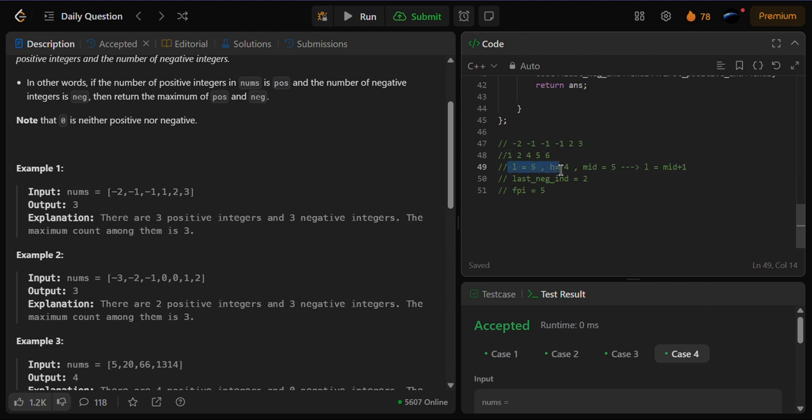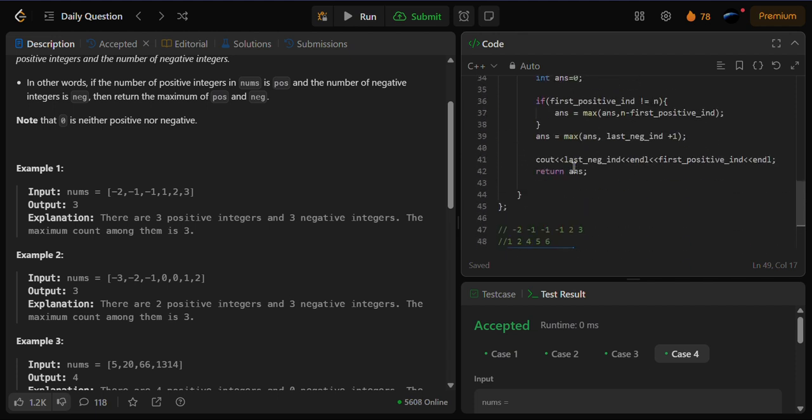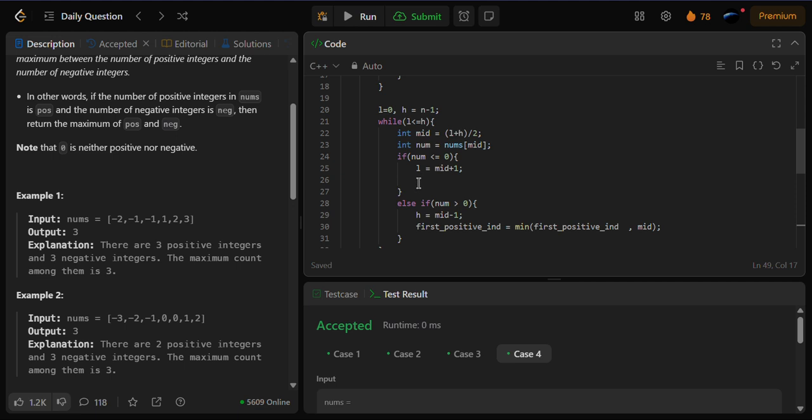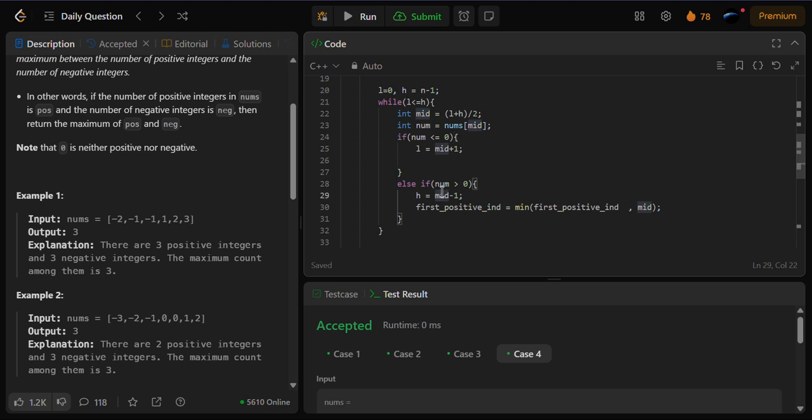But my binary search condition is that L should always be less than or equal to H, which does not satisfy, so it will break out of the loop. So the same thing we have done over here. If my L is less than or equal to H, I will find my mid, I'll find the num. If it is less than or equal to 0, that means I can find my first positive index to the left of this index, so it will be mid plus 1. And if my number is greater than 0, there is a possibility that there is a number which is still positive but to the left of this index because it is sorted in an increasing order. So it will be my H equal to mid minus 1.